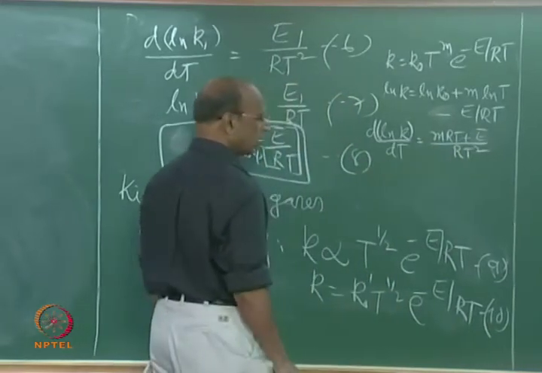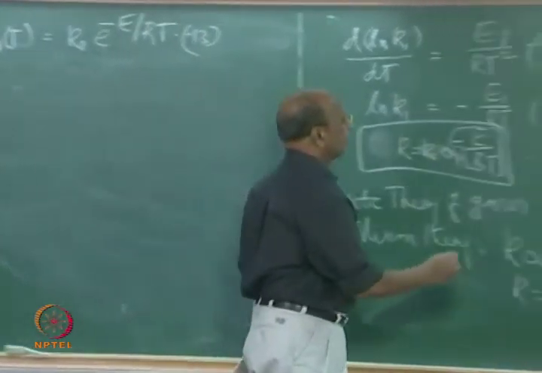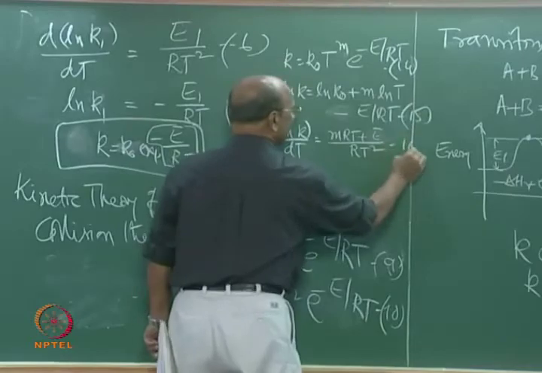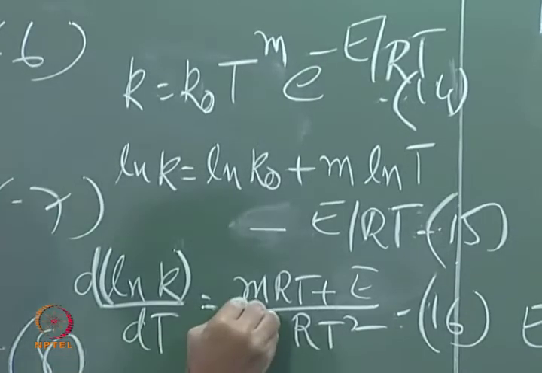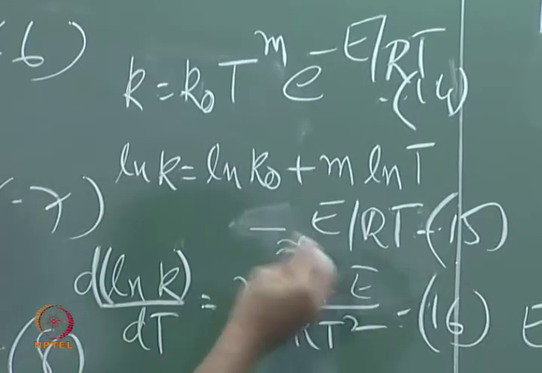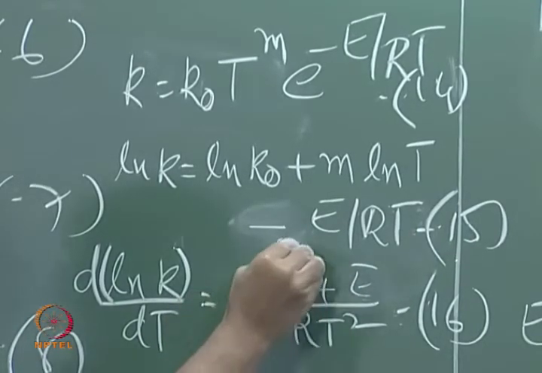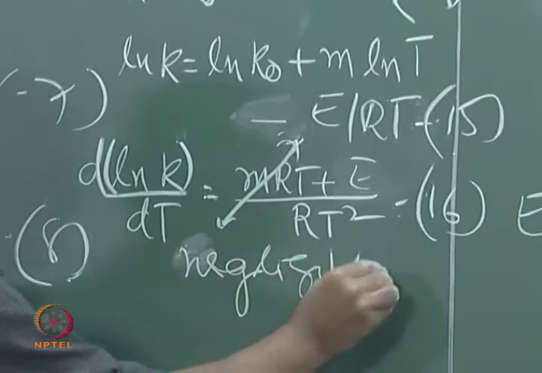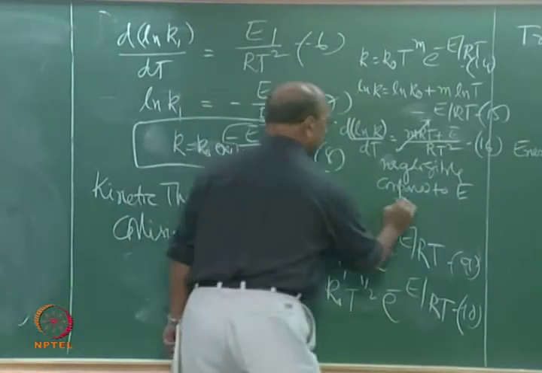So this is equation 12, this is 13, this is 14, side business I have started here. This is 15, this is 16. Now for many reactions what they found was mRT is almost negligible, approximately, I do not say 0, it is negligible compared to E. This is very crucial.